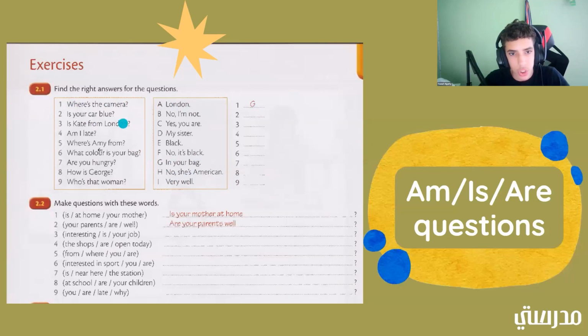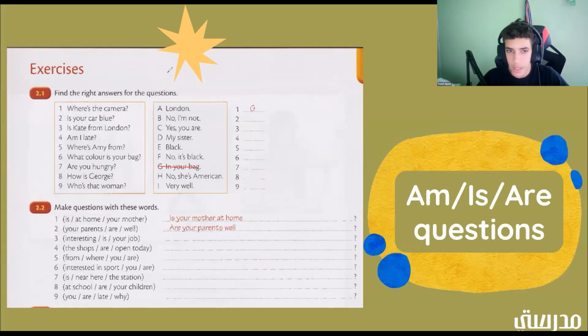So you're right. 1 is to G. Okay. Where is the camera? G. It would be in your bag. Okay. So let's just marker this out right here. Okay. So number 2, is your car blue? 2 is to F. Good job. So it would be F. No, it's black. All right. So let's put an F. Now, number 3, is Kate from London?